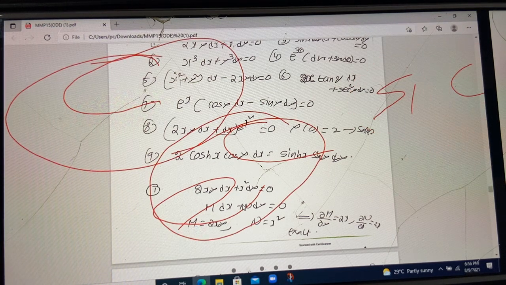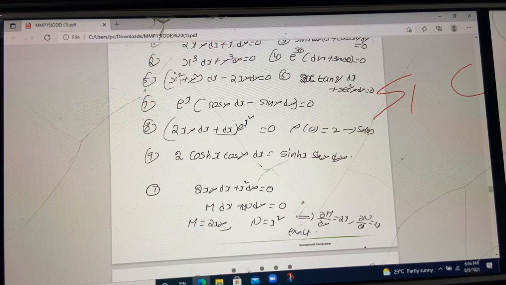Because if ∂M/∂y equals ∂N/∂x, even if you multiply by c, you will get 2c. Here N equals cx², ∂M/∂y will be 2cx, and ∂N/∂x will be 2cx. So if you multiply by a constant, the exactness will not be altered. It's already exact, and if you multiply by a constant, it is still exact.